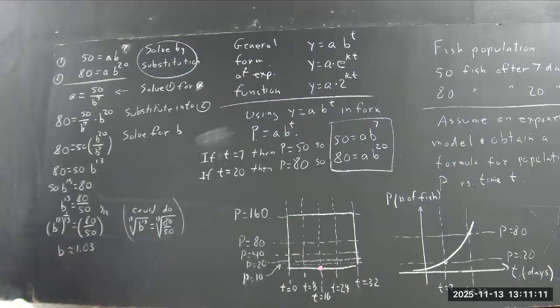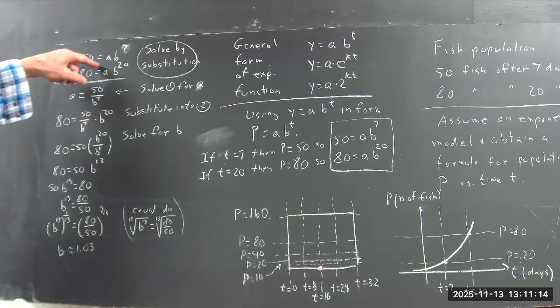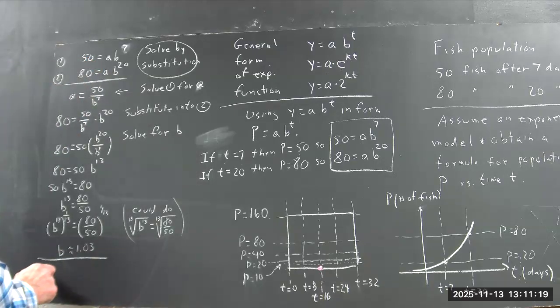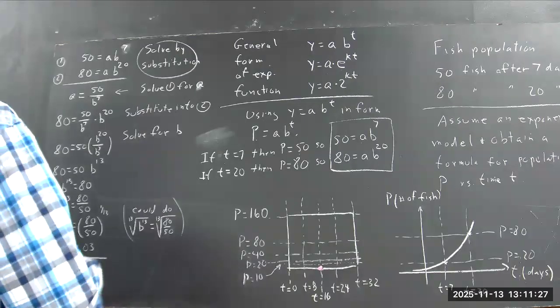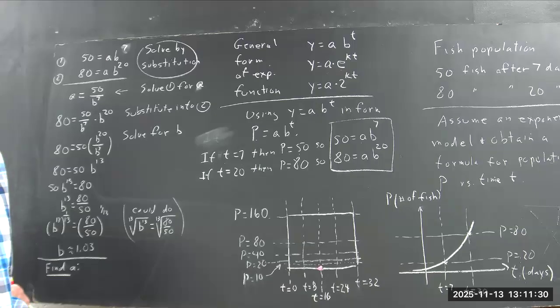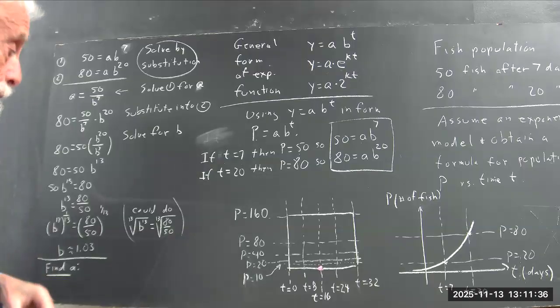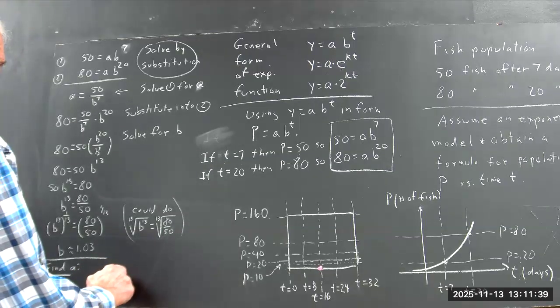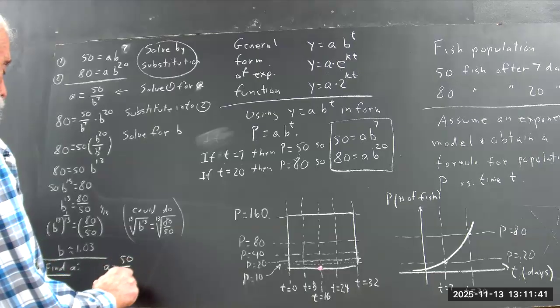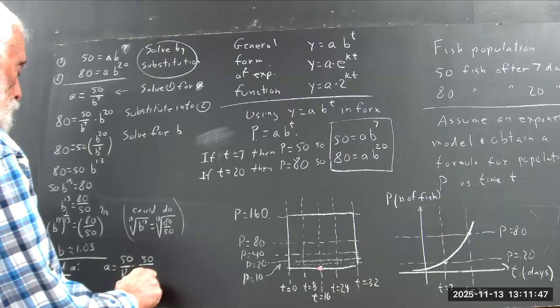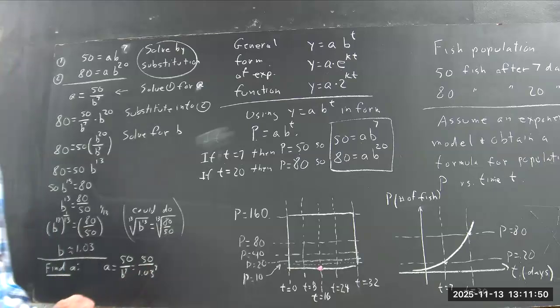Okay, so B is approximately 1.03. Now we've got to evaluate A. We find A, well, that's really pretty easy once we have B, because we've already determined that A is 50 over B to the 7th. Okay, so A equals 50 over B to the 7th, which is 50 over 1.03 to the 7th power.